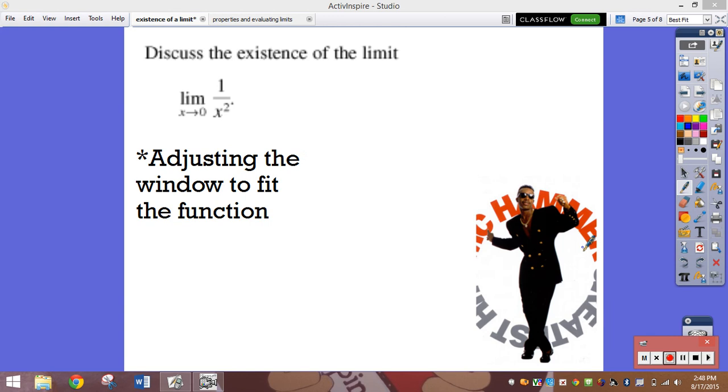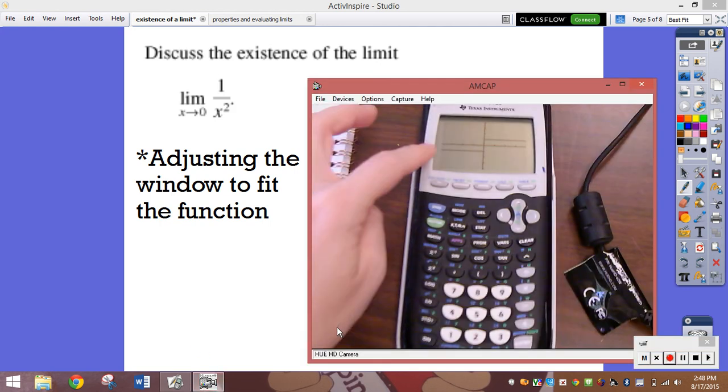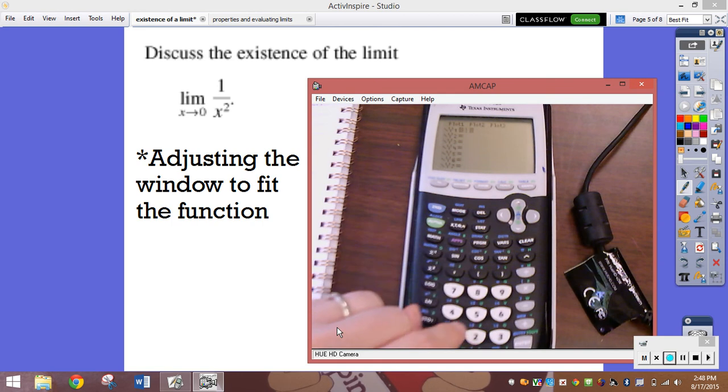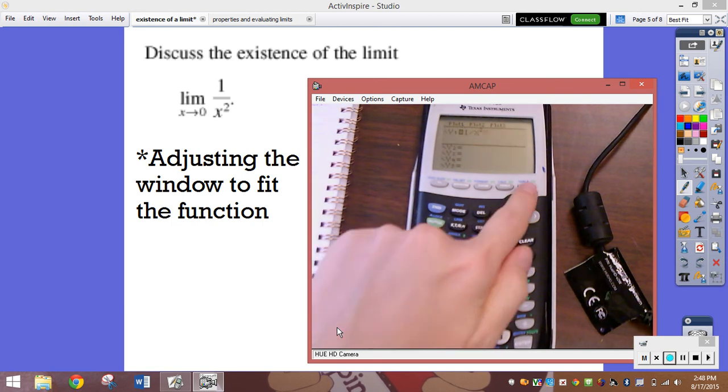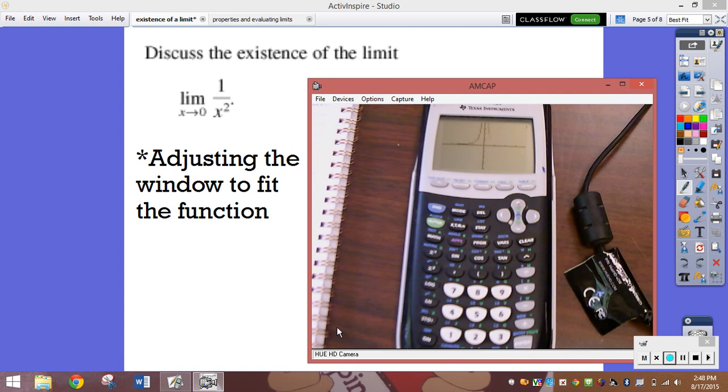This one says, discuss the existence of the limit. The limit as X approaches 0 of 1 over X squared. And so this one just says discuss the existence of the limit. So really they're just asking you to determine if it actually exists as X approaches 0. So if I just type 1 divided by X squared into my calculator in the Y equals, clear out what's there, 1 divided by X squared, and press graph, this is what I have.